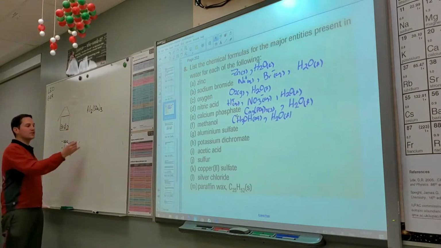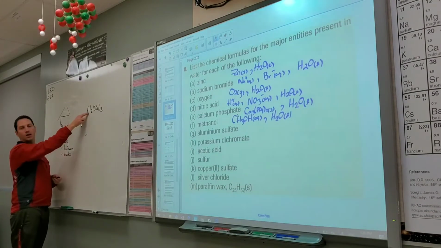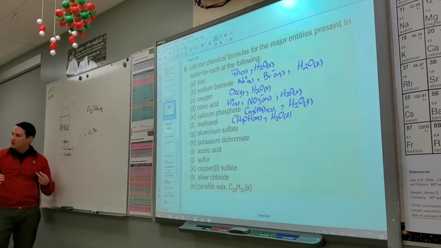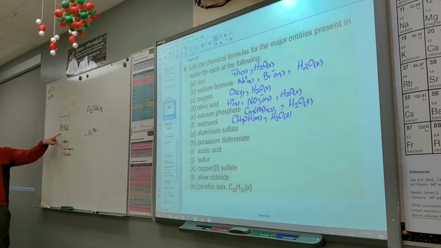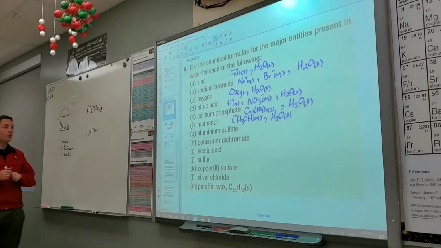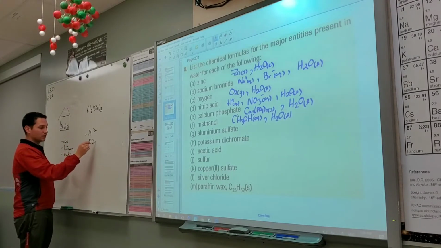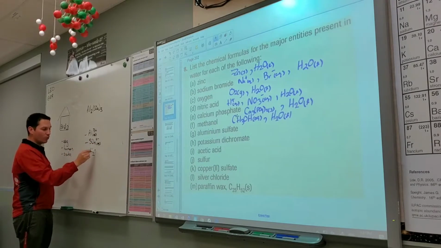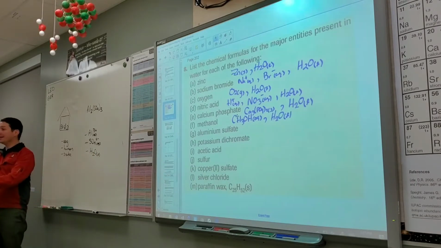But let's list all the major entities. When you run into this compound in water, what's something you could run into? Aluminum ion. Did I tell you how many aluminum ions there were? When I'm listing the major entities, no. You will run into aluminum ions. You will run into what else? Sulfate ions. And H2O. And you will run into water molecules.